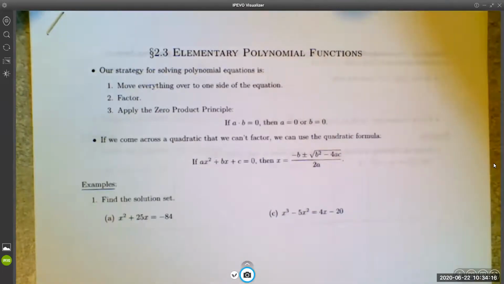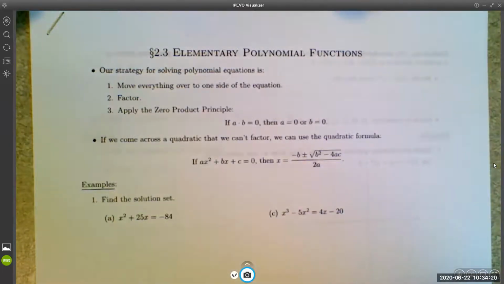But let's talk about 2.3. So it's all about polynomials. Well, polynomial functions. We talked about polynomials in 2.2, how to add, subtract, multiply, and factor polynomials. So let's talk about polynomial functions a little bit.